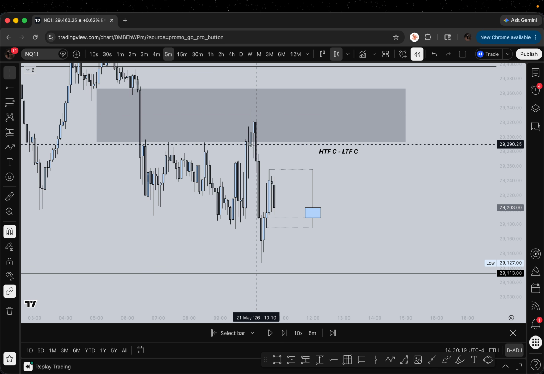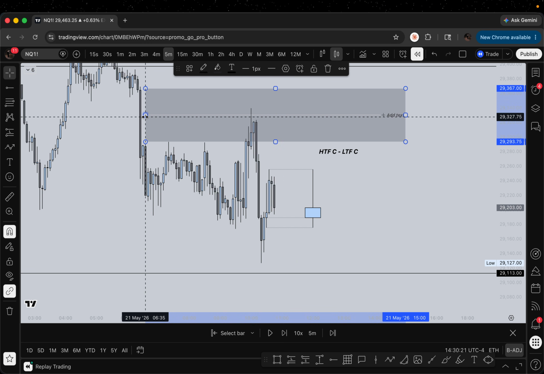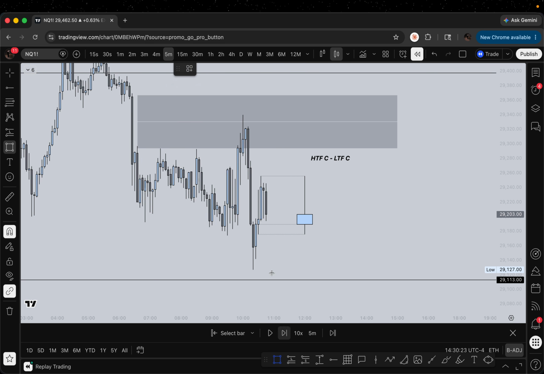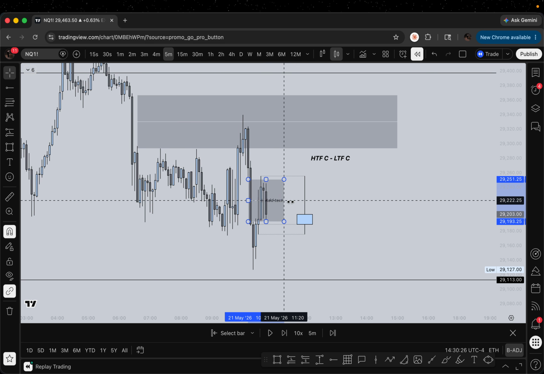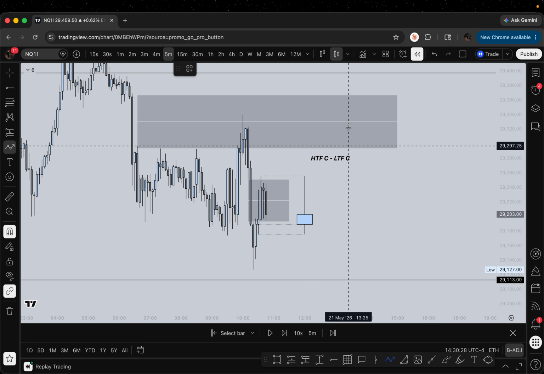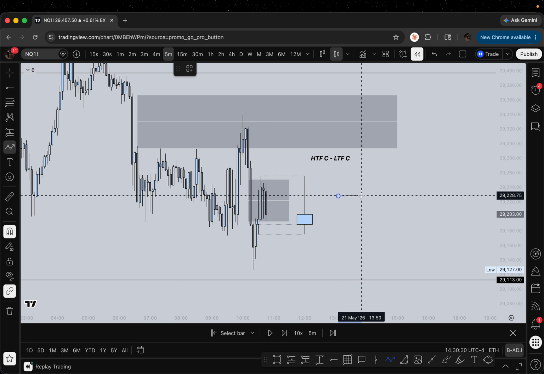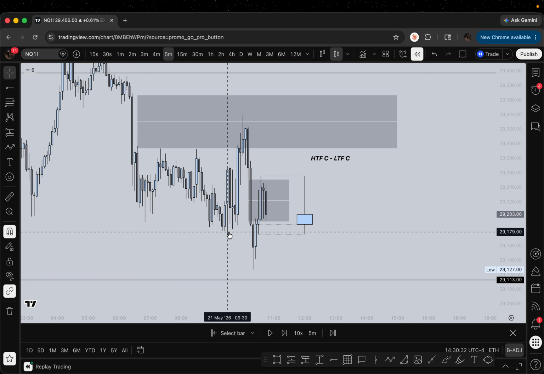We have an hourly manipulation. It then distributes and creates a healthy 5-minute fair value gap. We also then print an SMT here, which I'll show you. So, very simple: high time frame starts the manipulation, low time frame continues it. Bang, bang, bang, bang, bang, right? So that's the idea going into this trade.